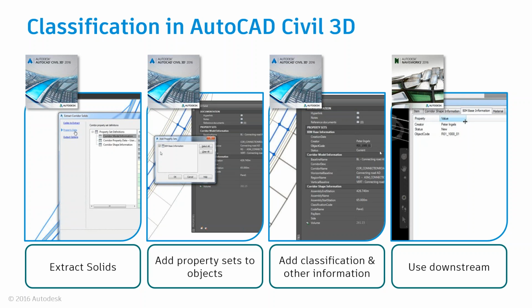But this allows you to take what has traditionally been a line-based drawing to extract solids and essentially make this a 3D model, add property sets to those objects, add that classification data relevant to whether you're working with the Environment Agency or Highways England or another organisation, and again be able to use that data downstream. So this would allow you to easily be able to do things like clash detections based on certain types of items, or being able to commission items as a group downstream.